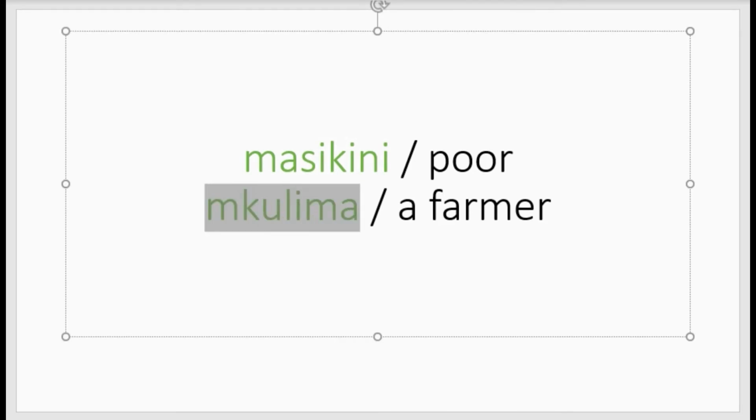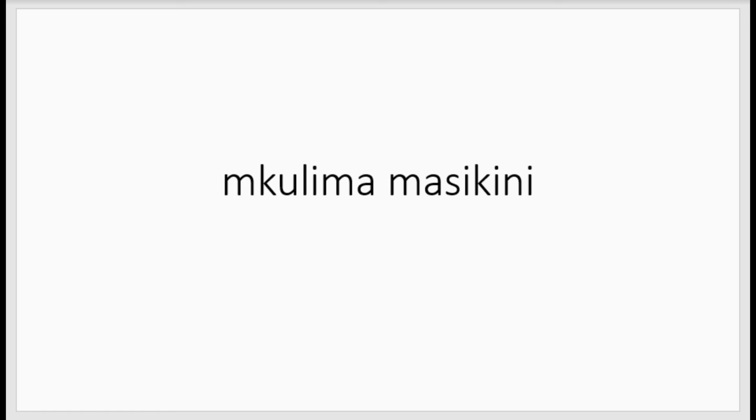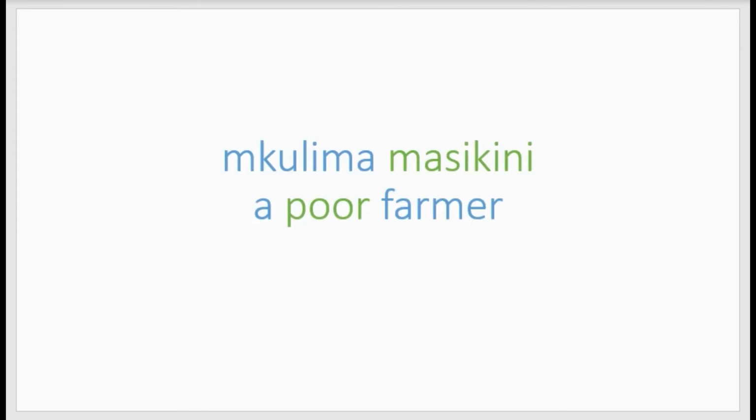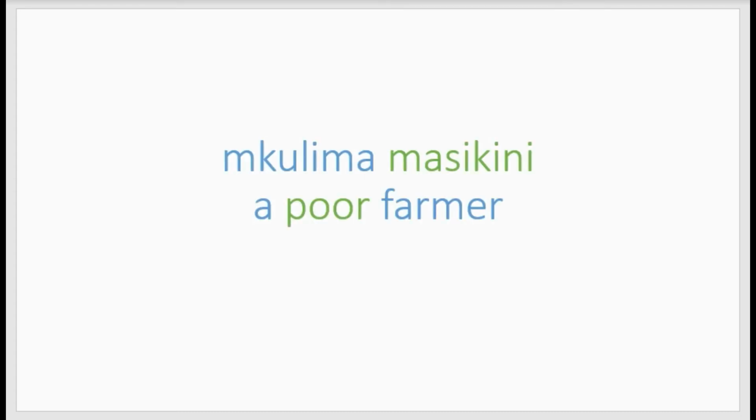Mkulima means a farmer. Mkulima masikini, which means a poor farmer. Okay? Now, the word order. Let's talk about the word order. Mkulima masikini, which means a poor farmer.